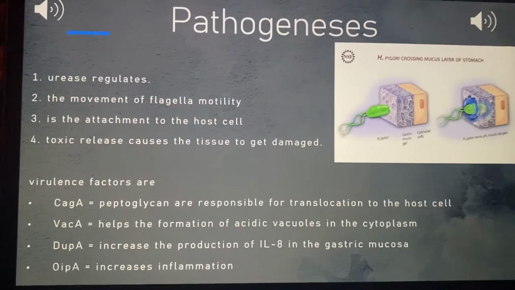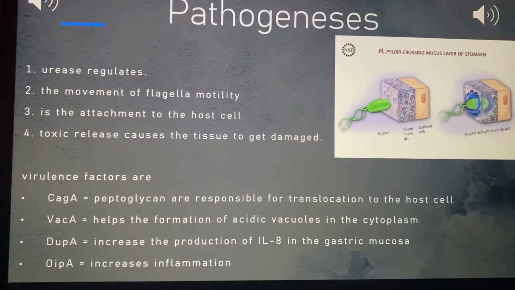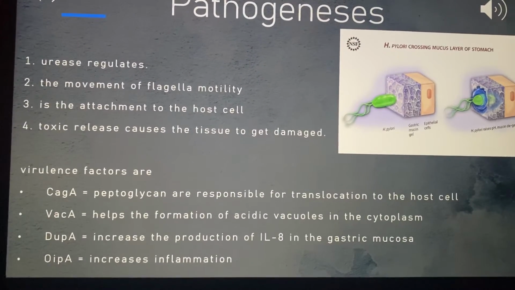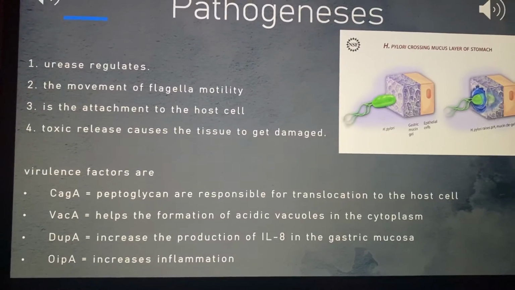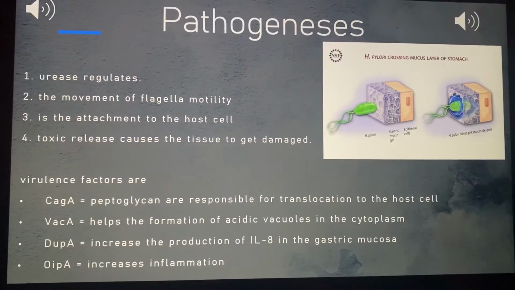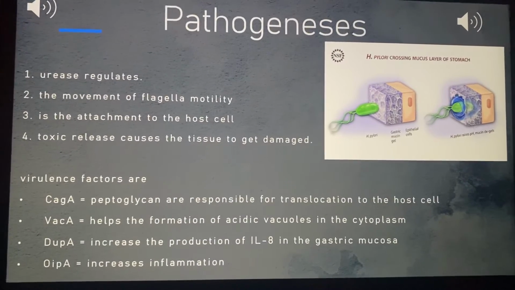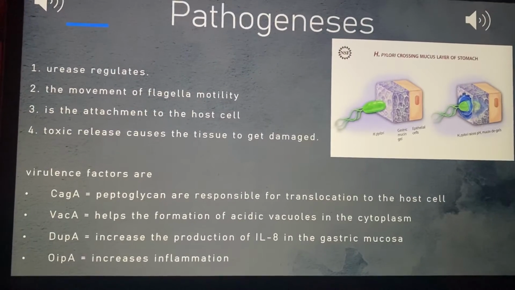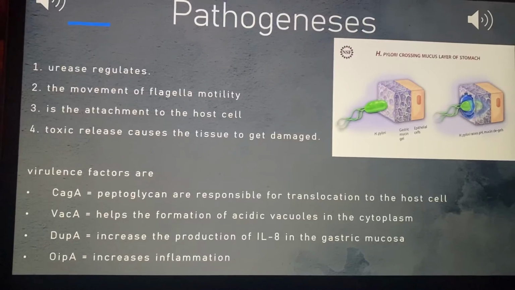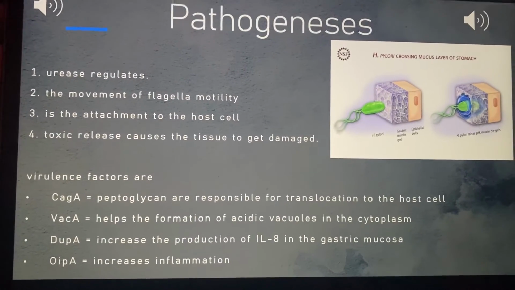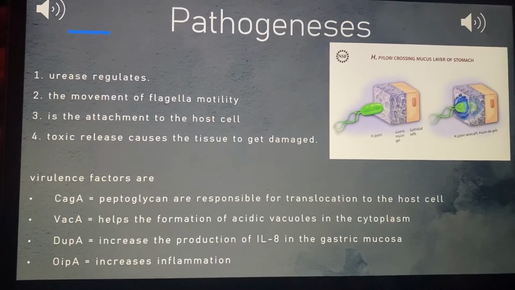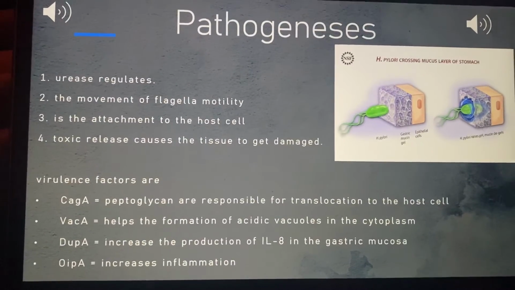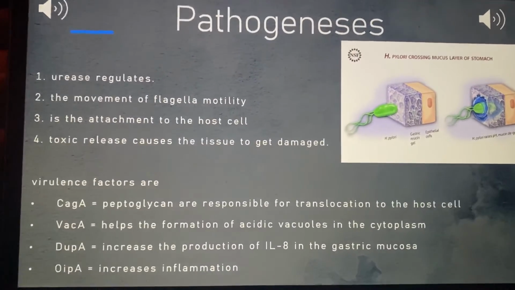Some of the virulence factors are CagA, which is responsible for translocation to the host cell. VacA, which helps with the formation of acidic vacuoles in the cytoplasm. TupA, which provides high acid resistance and increases the production of IL-8 in the gastric mucosa. And the last one is OipA, which is the most important factor of the infection, and it is the outer membrane protein that increases inflammation.